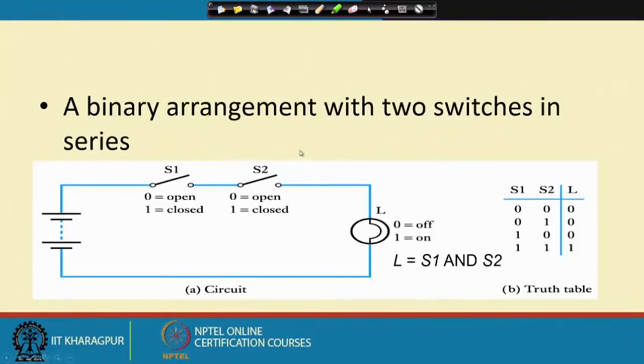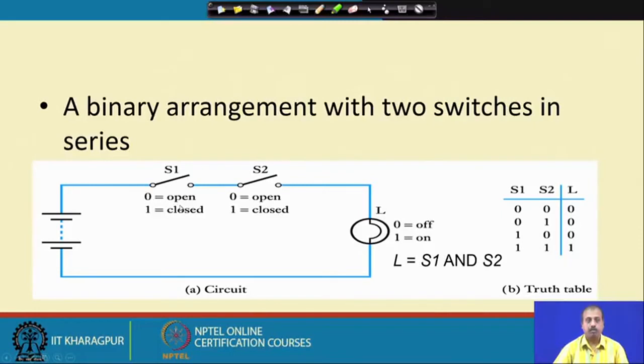If we consider two switches, S1 and S2, connected in series, S1 can be either open or closed, and S2 can also be open or closed. Now, the lamp gets the current flow only when both S1 and S2 are in the closed state. If I represent open by 0 and closed by 1, only when both switches S1 and S2 are closed, getting the values 1 and 1, is the lamp on. So L equals 1, otherwise the lamp is 0.